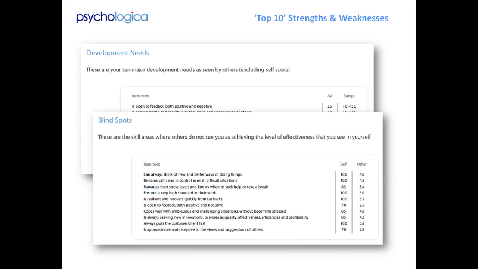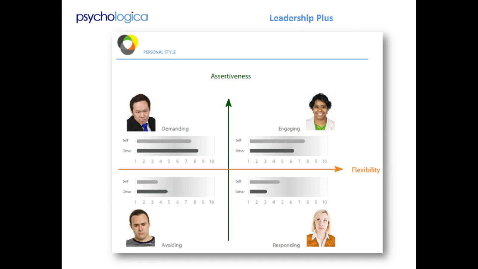So this can be very challenging behaviour, and again we need to look at the level of scores that others have given. In some cases these aren't so low, but in some instances, with regard to this individual, is approachable and receptive to the views and suggestions of others. This individual thinks that they are very strong on that, whereas others really think they're not. And in fact, that particular score indicates that this particular individual will find it very hard to take the feedback report within the 360.